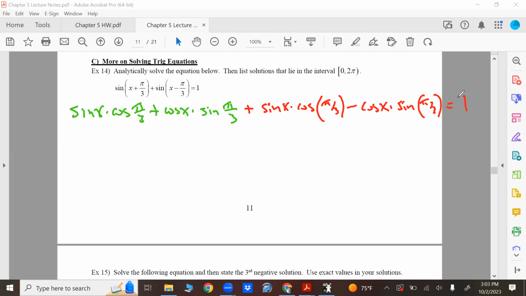So you should be getting this. Sine x times 1/2 plus cos x times √3/2 plus sine x times 1/2 again minus cos x times √3/2. Things should come out really, really clean now. They should come out extremely clean. If you clean things up correctly, what should cancel?